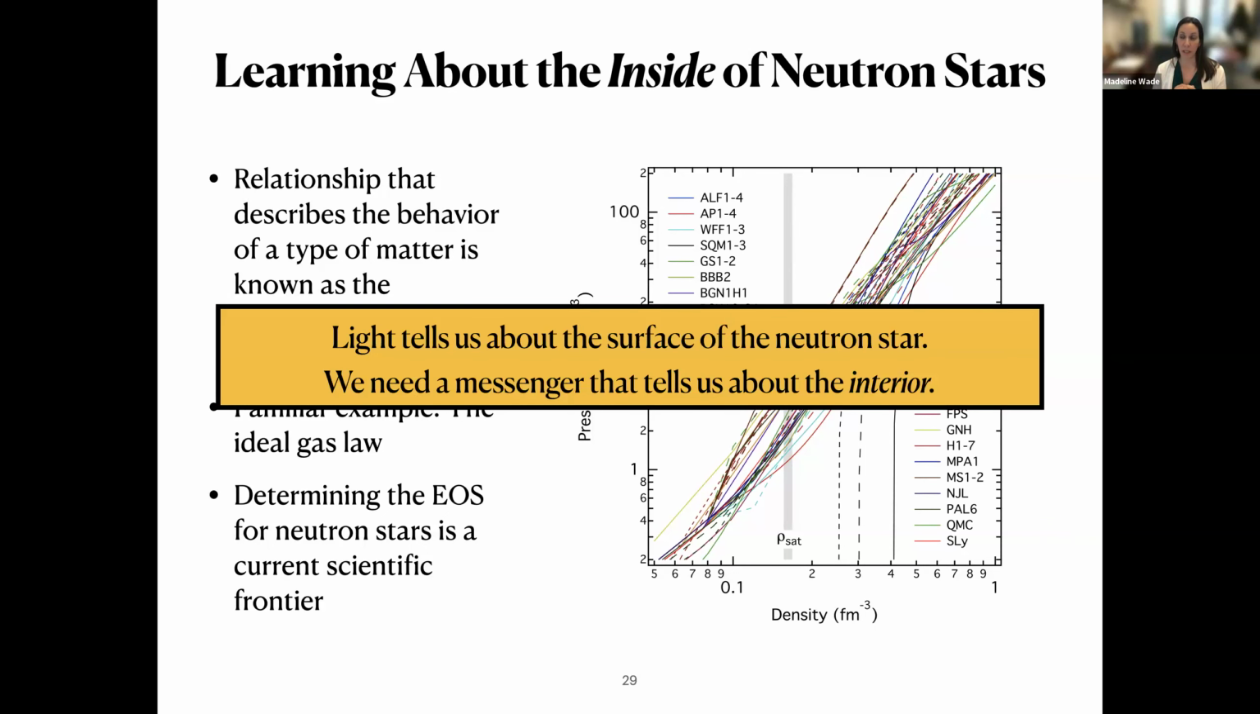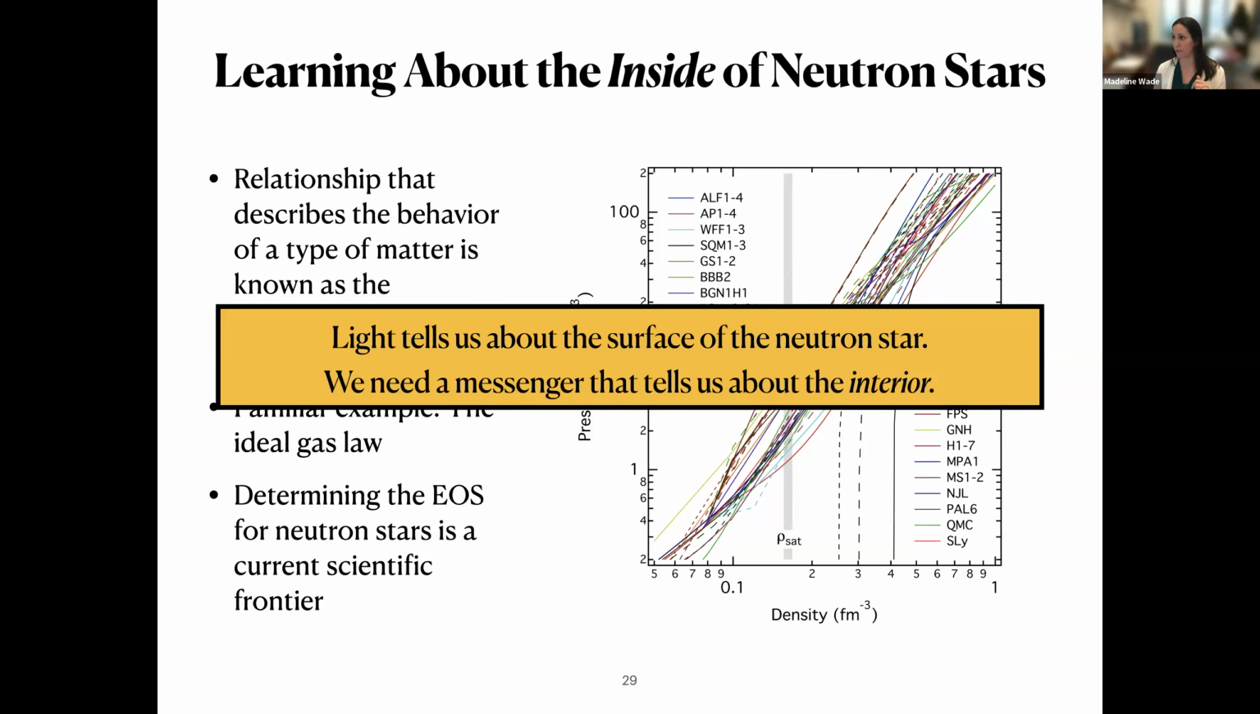Roughly speaking, light, like the radio waves coming from our pulsar, can tell us things about what's going on the surface of a neutron star. But it's not super great at telling us about what's going on the inside of the neutron star. For that, we're going to need a different type of messenger.